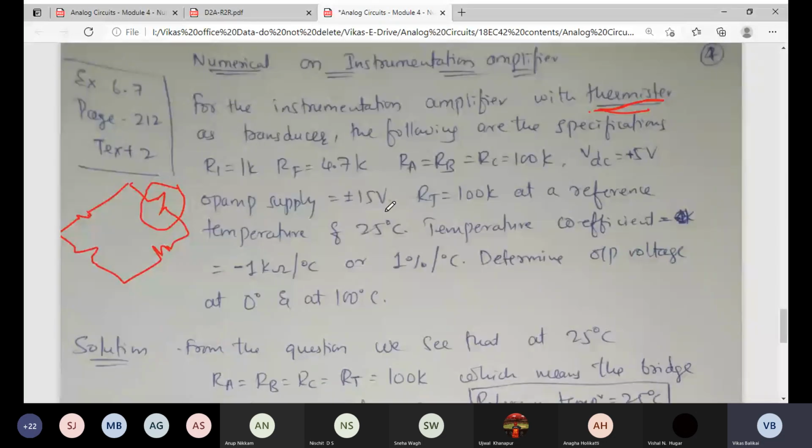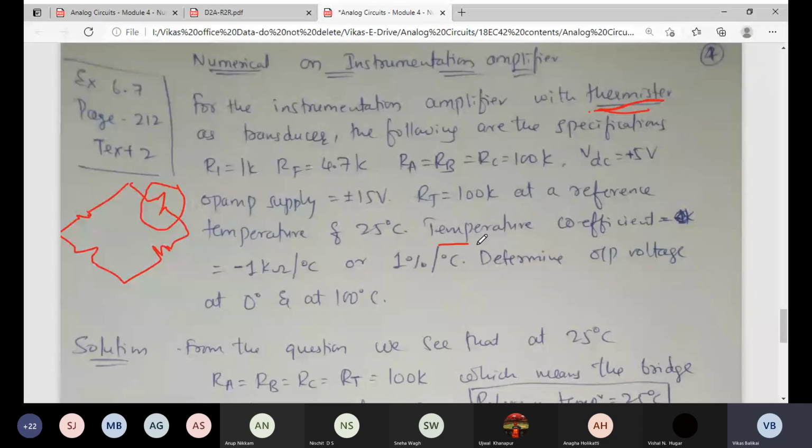Okay, now coming back to this problem. He has given the thermistor as a transducer and all these specifications: R1, RF, RA, RB, RC, VDC, and op-amp supply plus or minus 15 volt. The threshold voltage, that is RT, the transducer's resistance, is 100k at a reference temperature of 25 degree centigrade, and the temperature coefficient he has given as minus 1 kilo ohm per degree centigrade.